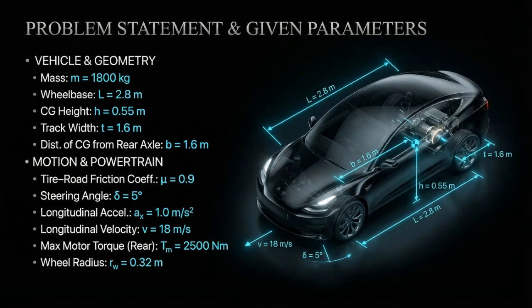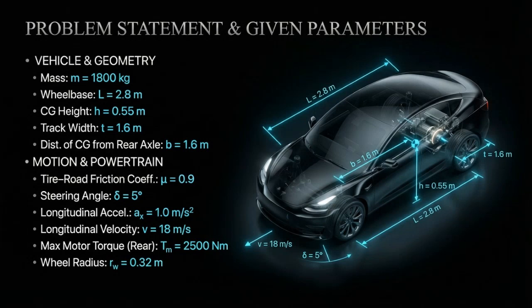In this problem, we analyze a rear-wheel drive electric vehicle undergoing combined cornering and acceleration. The vehicle has a mass of 1,800 kilograms and a wheelbase of 2.8 meters. The center of gravity height is 0.55 meters, and the track width is 1.6 meters. The road tire friction coefficient is 0.9, representing a high grip surface. The vehicle is steered at 5 degrees, travels at a constant speed of 18 meters per second, and simultaneously accelerates at 1 meter per second squared.